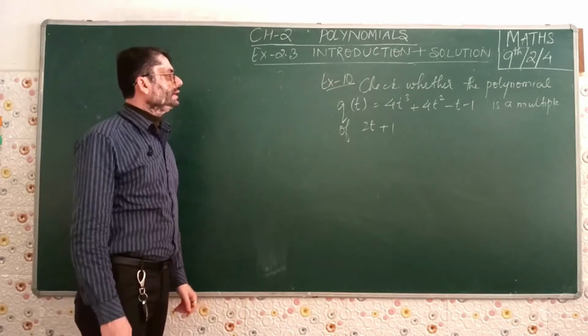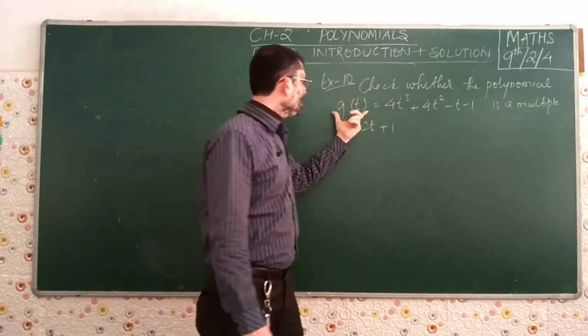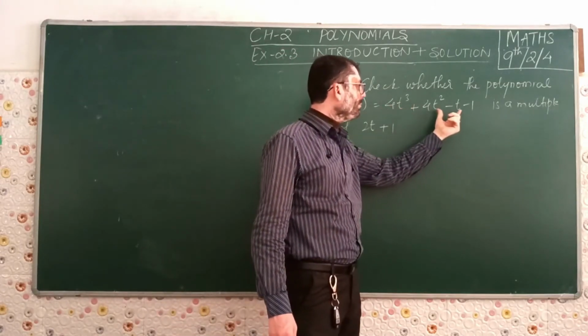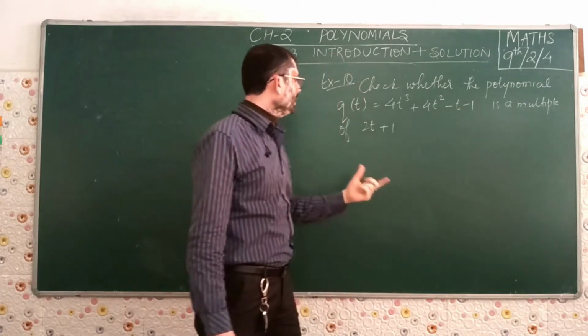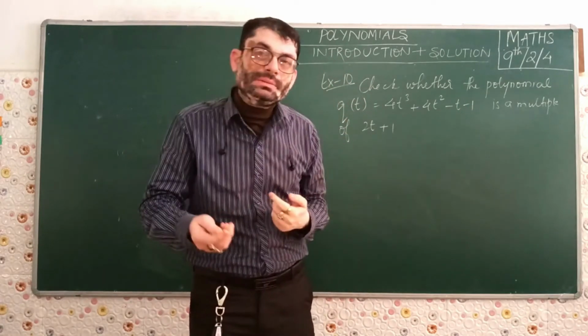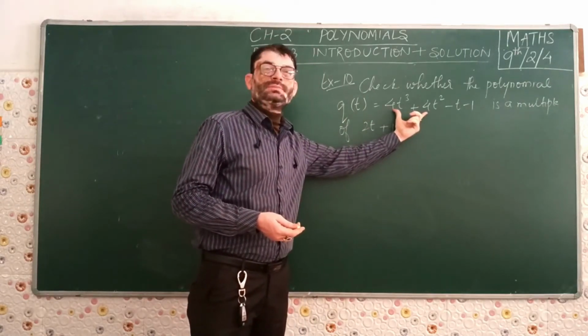Next example, example number 10. Check whether the polynomial q of t, this is the polynomial 4t cube plus 4t square minus t minus 1, is a multiple of 2t plus 1. Is a multiple of 2t plus 1. Multiple means, if it is a multiple of this, finally we should get something like this.